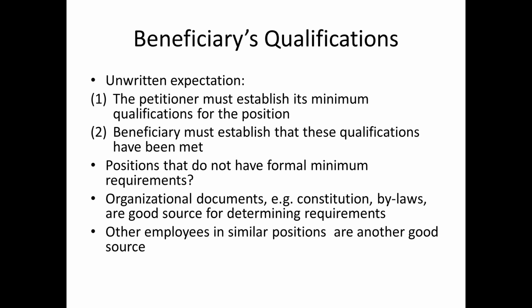The final requirement for R-1s and I-360 green cards is the beneficiary's qualification. And I call this the unwritten expectation, but this is what you really have to do. And we saw this similarly with the certificate of ordination, proving ordination. Number 1 is this: the petitioner must establish its minimum requirements for the position. In other words, what does the petitioner require as its minimum for this person to come work? Is it a degree? Is it an ordination? Is it 5 years of experience?